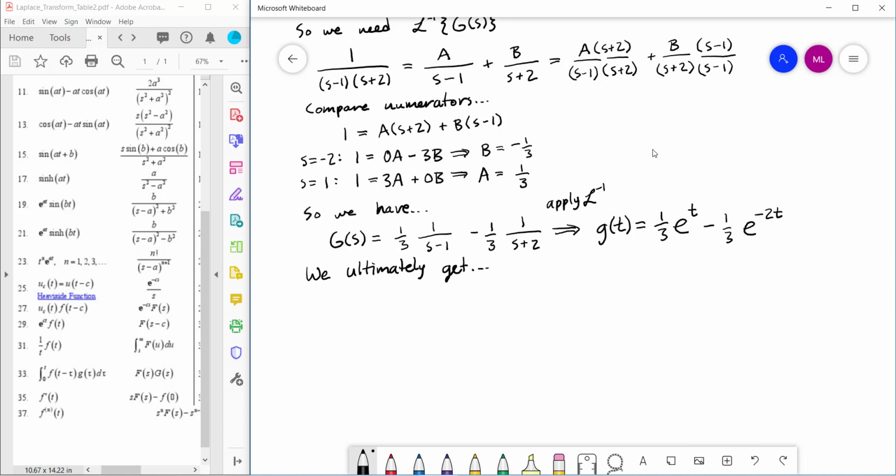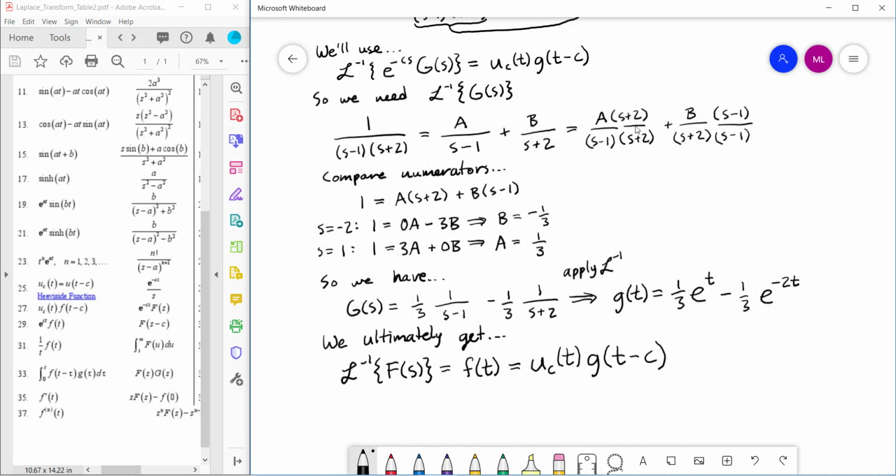the following. We are going to get that our f of t, which is the inverse Laplace transform of the original f of s, which I'm going to call lowercase f of t. That lowercase f of t is going to be the Heaviside function, u sub c of t, times what we're calling g of t minus c. Basically getting this argument right here. But what is our value of c? What was our shift in this case?